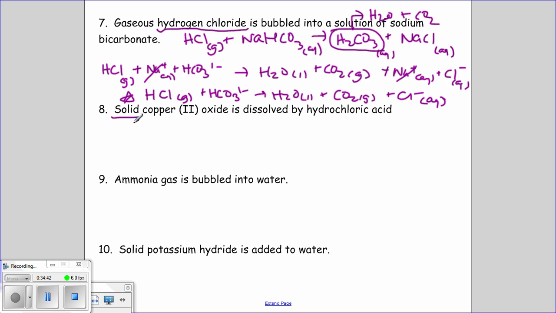Alright, so now we're getting picky. Solid copper 2 oxide. So here's copper 2 oxide. It's a solid. Don't ionize it. Is dissolved by hydrochloric acid. Now we have our acid, which is aqueous because it's going to be a solution. So copper 2 oxide plus hydrochloric acid made copper 2 chloride and water. So the H comes together with the O, and the copper and the chlorine come together. But we can't have H and O, that's just OH together. It doesn't exist by itself like in this case.